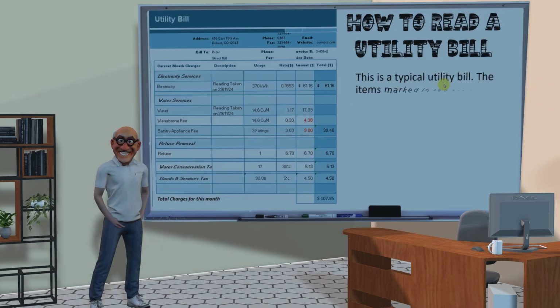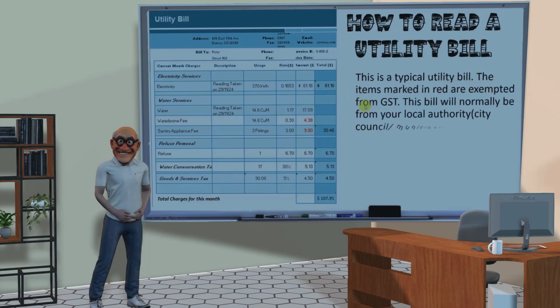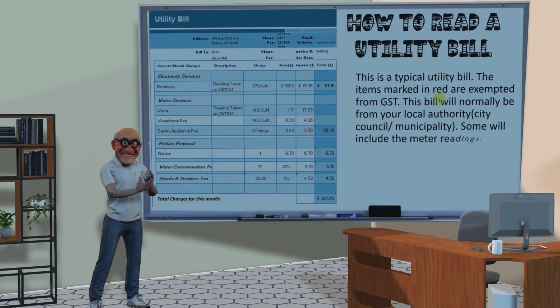This is a typical utility bill. The items marked in red are exempted from GST. This will normally be from your local authority, city council, municipality. Some will include the meter readings. That's what I was explaining to you just now, that some will be including the meter readings.